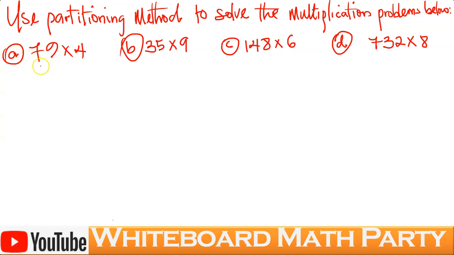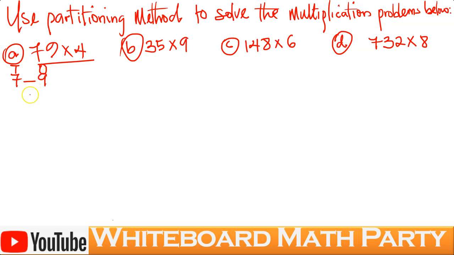the place value. For example, to multiply 79 by 4 using the partitioning method, you remember very well that for the number 79, the place value will read exactly this way. 7 is your tens place digit and 9 is your ones place digit.